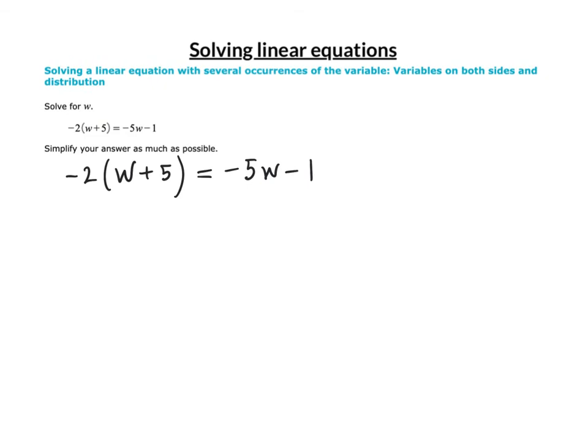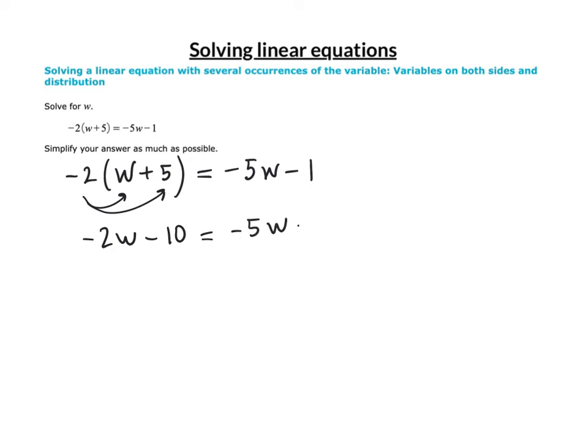Here's another one with parentheses. We can distribute negative 2 to both. Negative 2 times w is negative 2w. Now, notice the plus. Negative 2 times positive 5 is negative 10. Now, you could write plus negative 10, and that would be perfectly okay. But you can also write minus 10, and that's the same thing. So either plus negative 10 or minus 10.